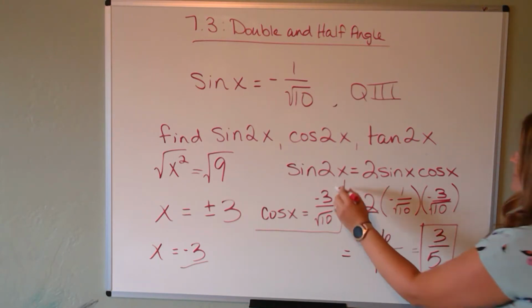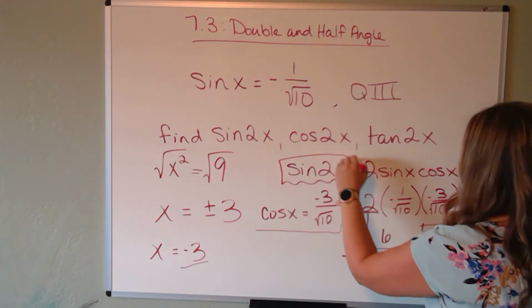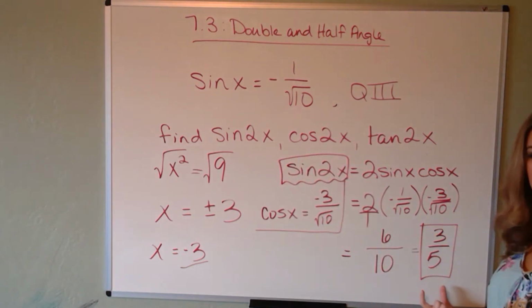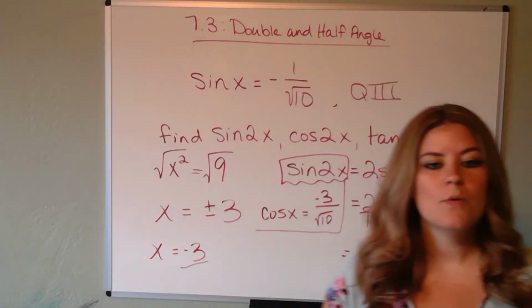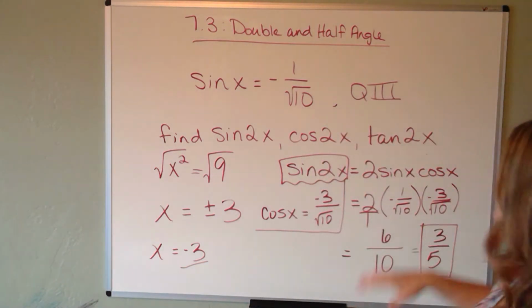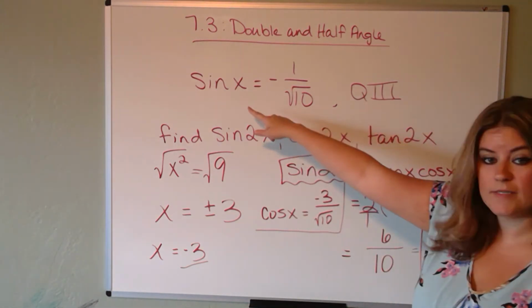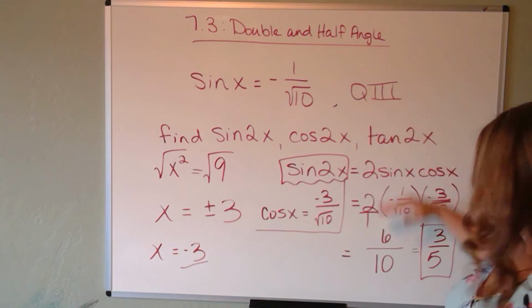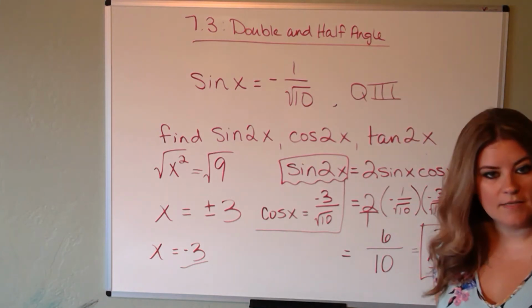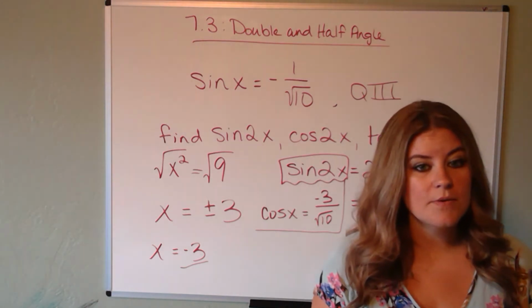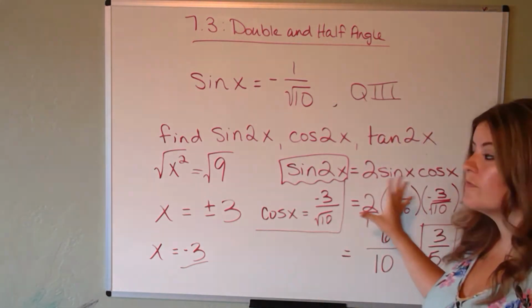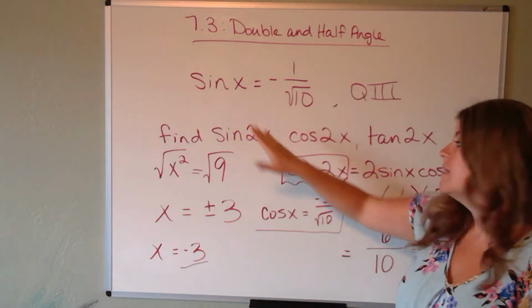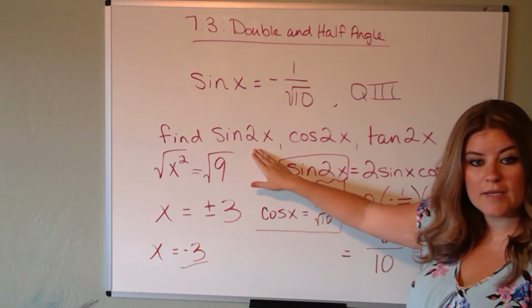Sorry, that was the sine of 2x. I said that wrong. What we just found was the sine of 2x, and it's 3/5. One thing that might worry you is that x is in quadrant 3, and I just got a sign that was positive. Remember, that's okay because what I solved for wasn't the sine of x, I solved for the sine of 2x.